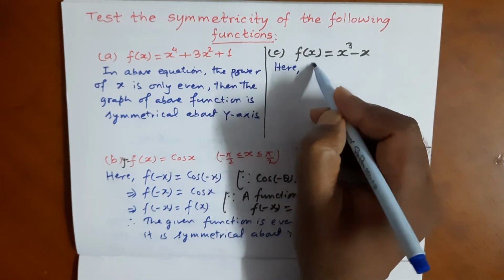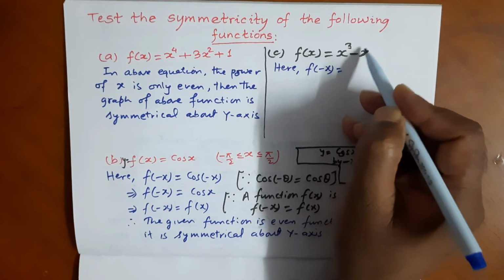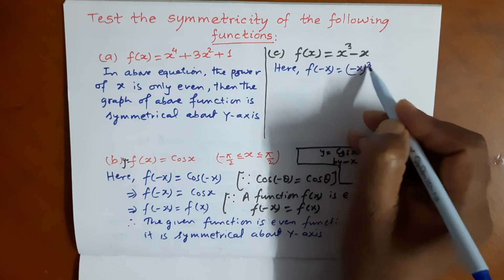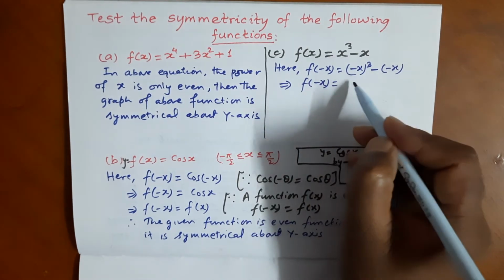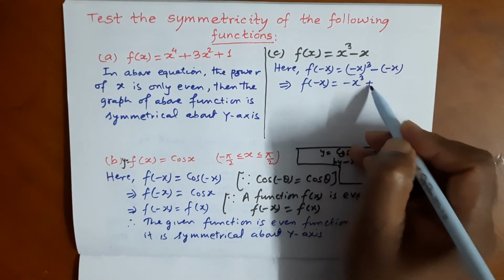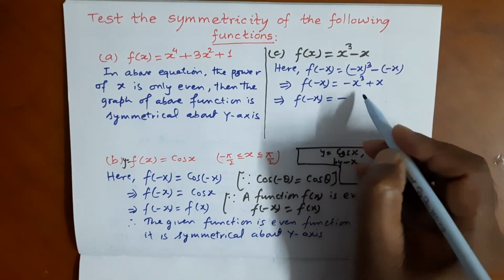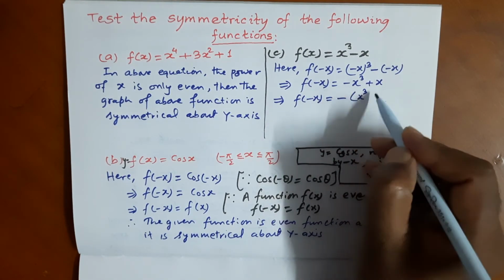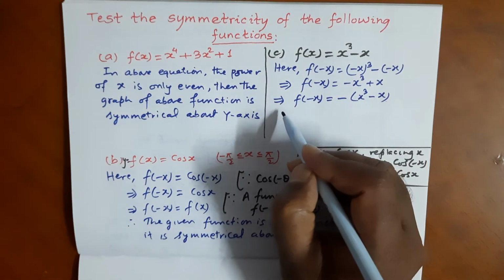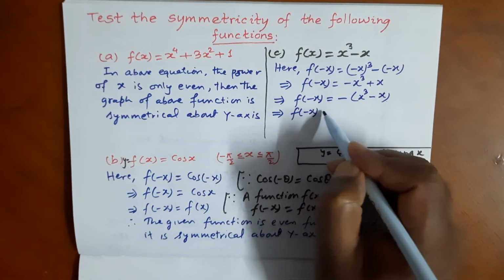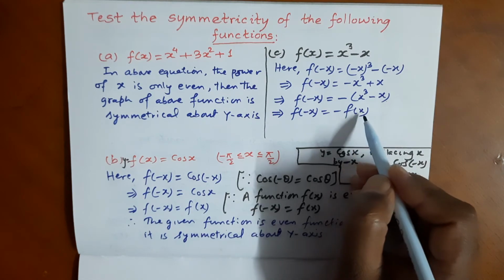If we find f of minus x, here x will be replaced by minus x, and on the right side also x is replaced by minus x. So f of minus x equals minus x whole cube minus of minus x, which is minus x cube plus x. From these two, minus can be taken out as common, so minus of x cube minus x, and this x cube minus x is f(x). This implies f of minus x equals minus f(x). So if f of minus x equals minus f(x), then the function is an odd function.